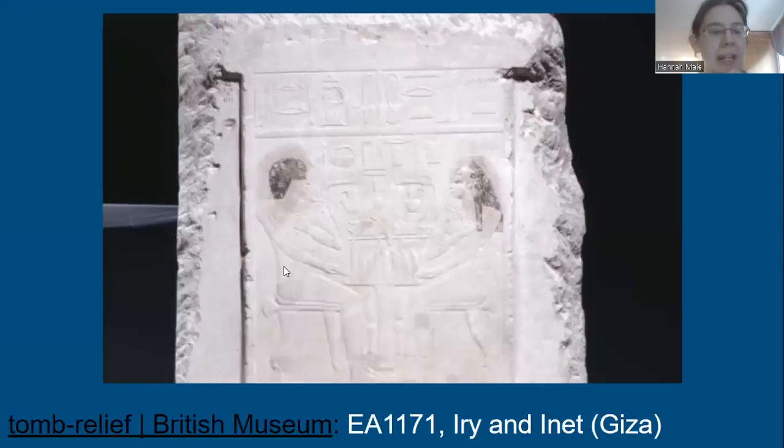So then we have an actual tomb relief. So this came from one of those west field tombs at Giza, or probably west field. And this is from the British Museum. So again, we see a husband and a wife here. So they're in front of an offering table, but this was found in their actual tomb. So this would not have been seen by living persons. It would just have been seen by the spirit of the deceased.